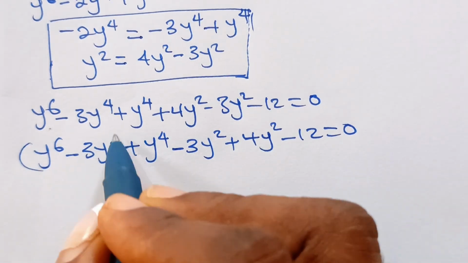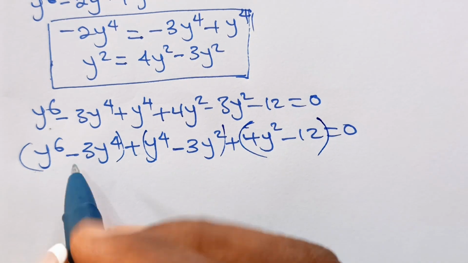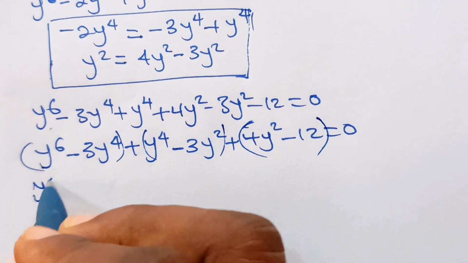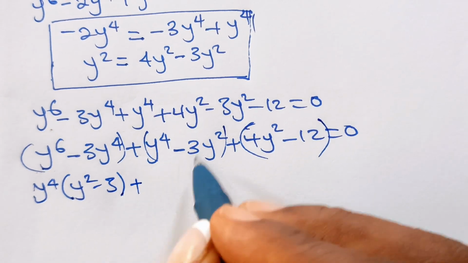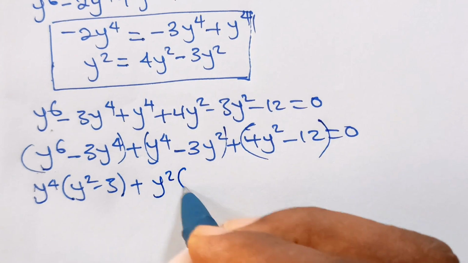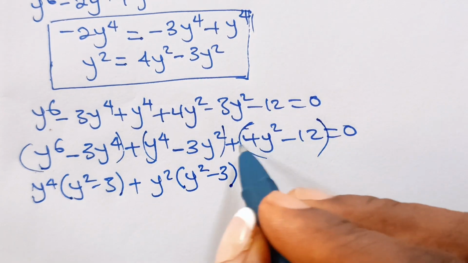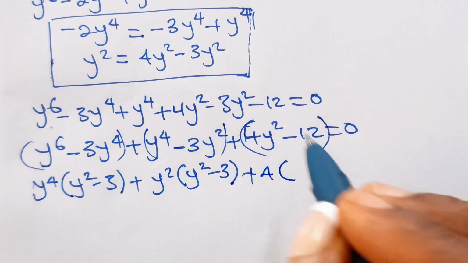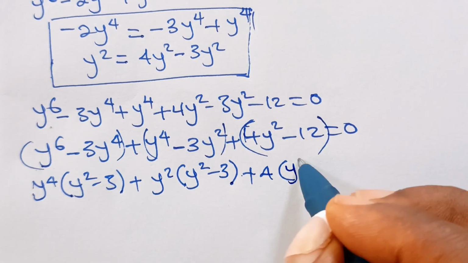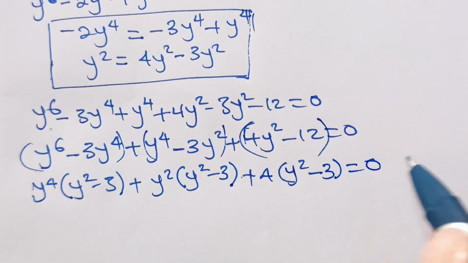So let us group them in twos. Now here, let's factorize y to the power of 4 out. We have y squared minus 3, right? Plus, if we factorize y squared out, we have y squared minus 3 here, right? Now here, if we factorize 4 out, when this is divided by 4, we have y squared, and when 12 is divided by 4, we have 3, is equal to 0.